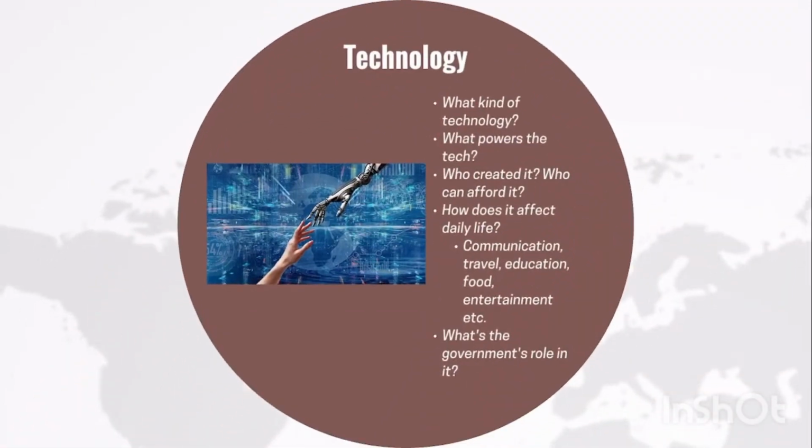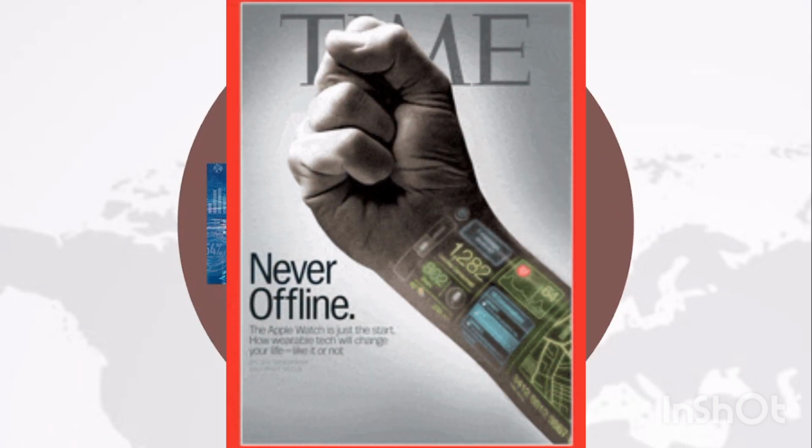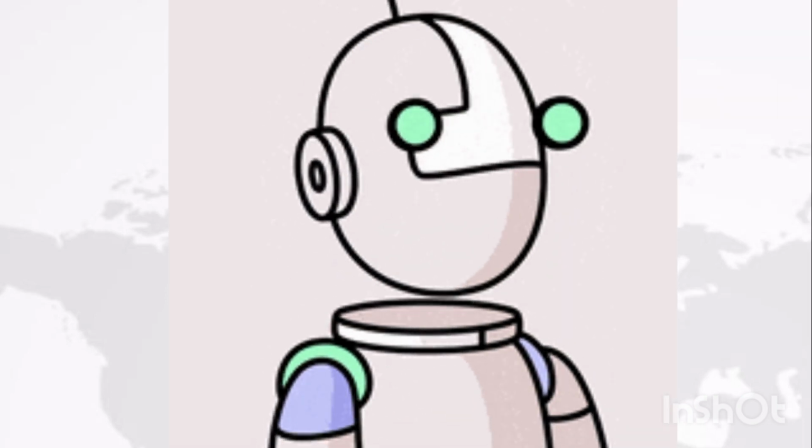We also have technology. What forms of technology? What powers do they hold? Who created it? Who can afford it? Is it only accessible to the upper class? Or is it a commodity everyone can enjoy? How is it used in daily life? And what's the government's role in it?